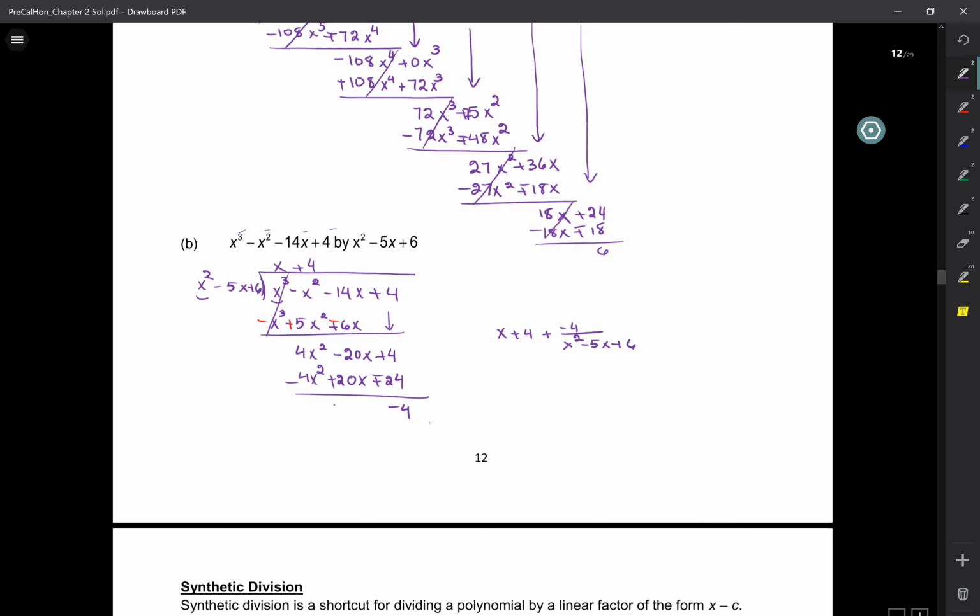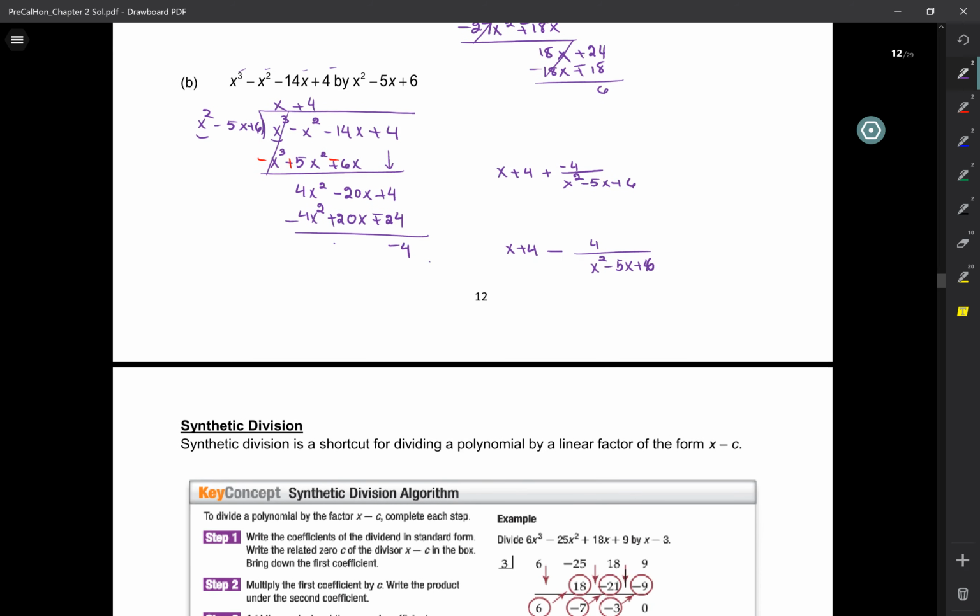So that doesn't look nice. So we write it as x plus 4 minus 4 over x squared minus 5x plus 6. Now we could have also written this as f of x is equal to x plus 4 times the divisor plus the remainder. So both of these are perfectly acceptable.